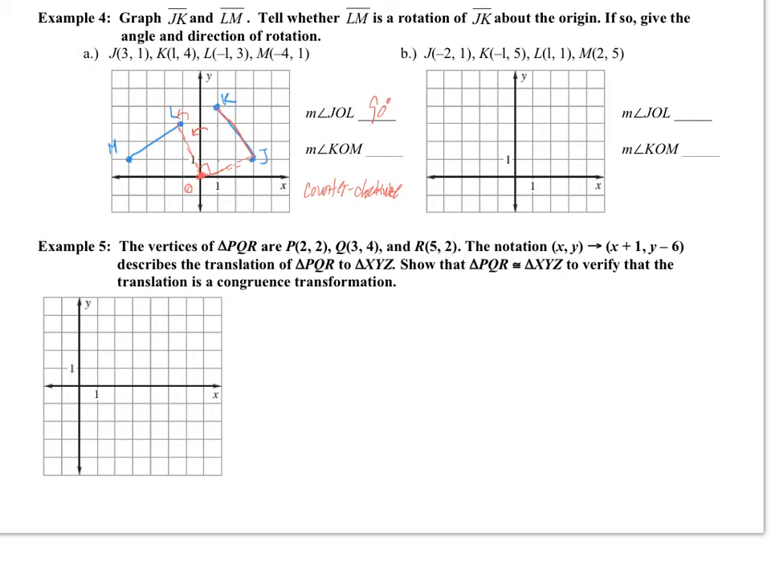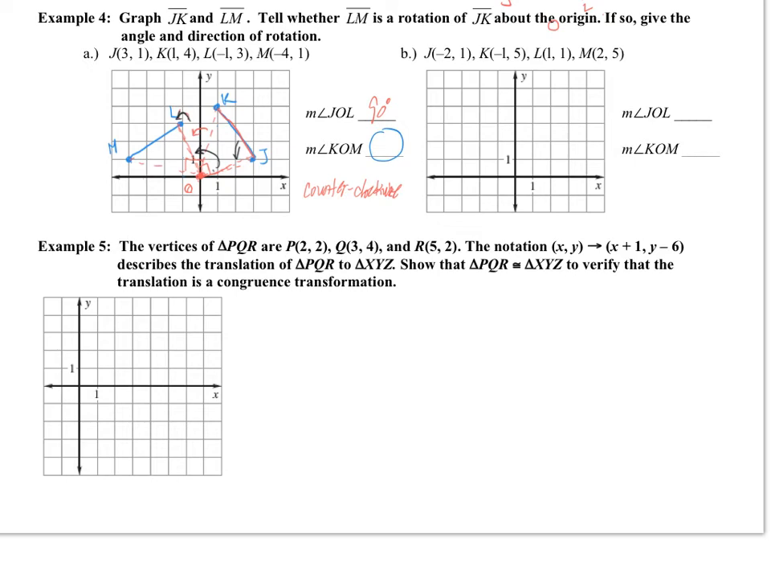And then from KOM will be another 90-degree rotation. So think about from here to here and then to LM. Okay, you can go ahead and write 90 degrees in for measure angle KOM.